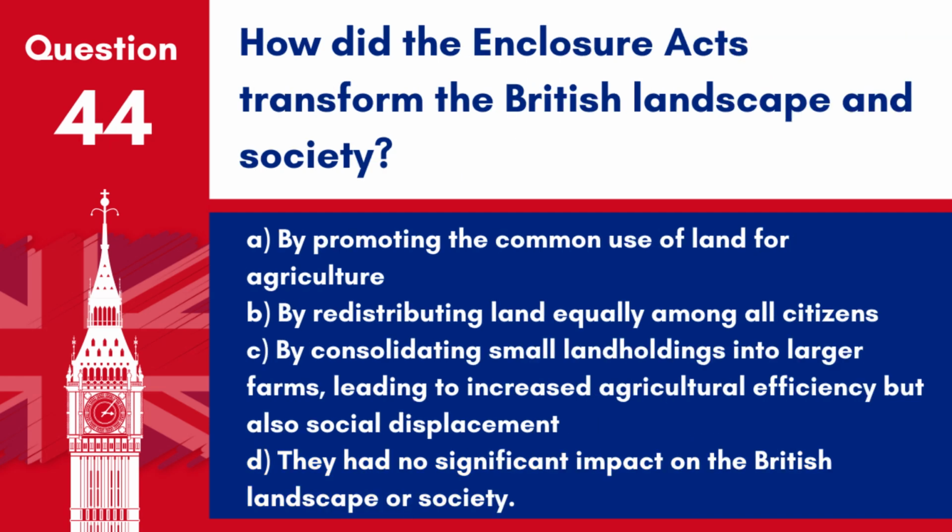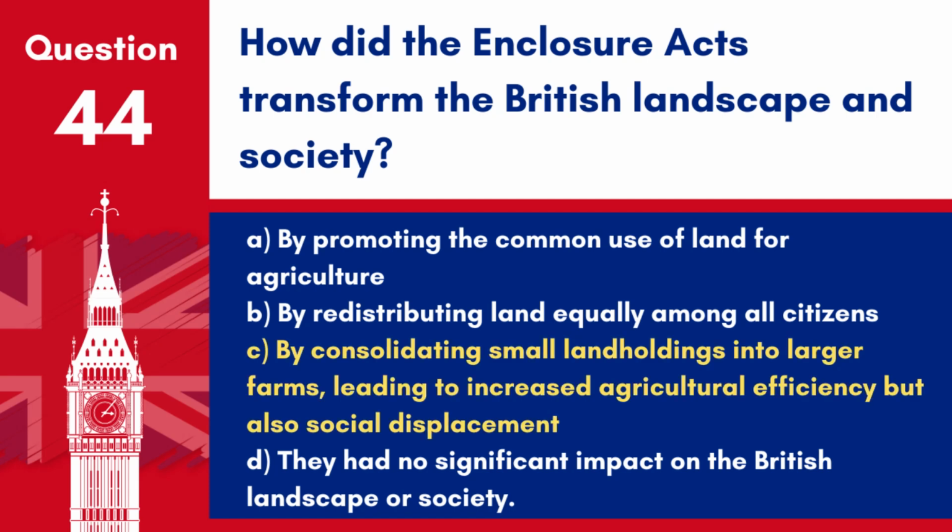Question 44. How did the Enclosure Acts transform the British landscape and society? A. By promoting the common use of land for agriculture. B. By redistributing land equally among all citizens. C. By consolidating small landholdings into larger farms, leading to increased agricultural efficiency, but also social displacement. D. They had no significant impact on the British landscape or society.